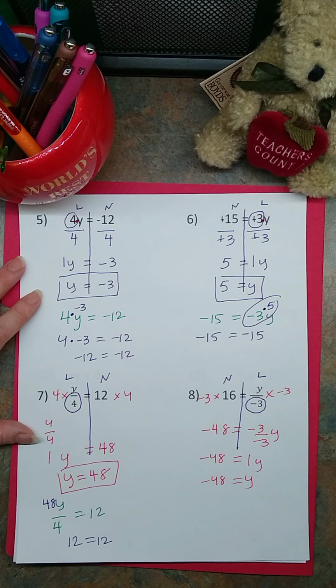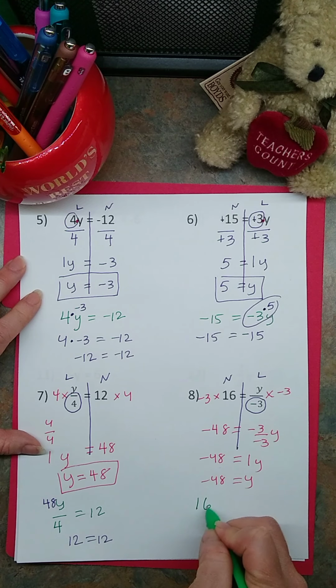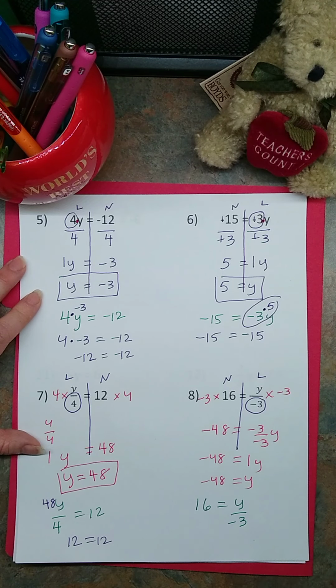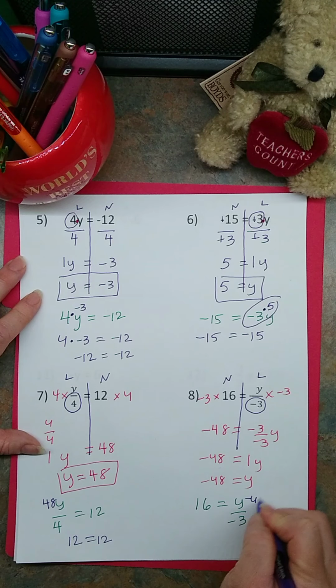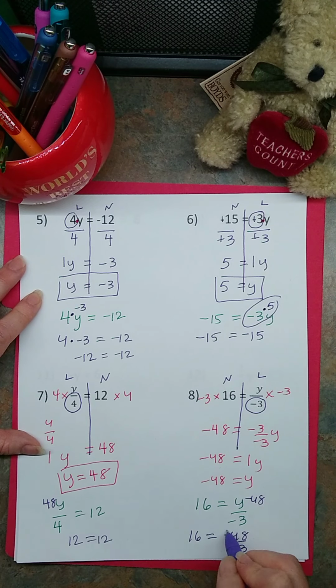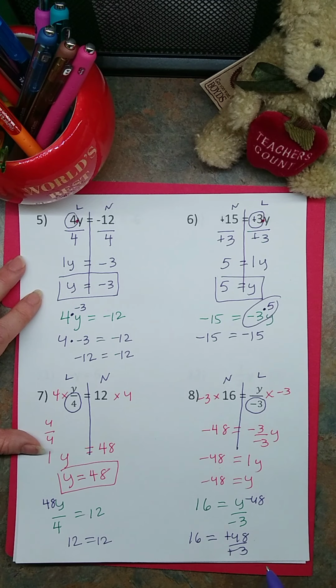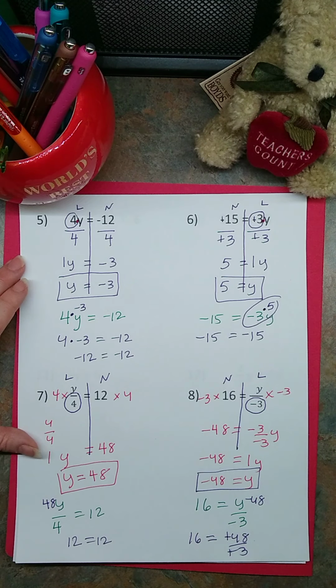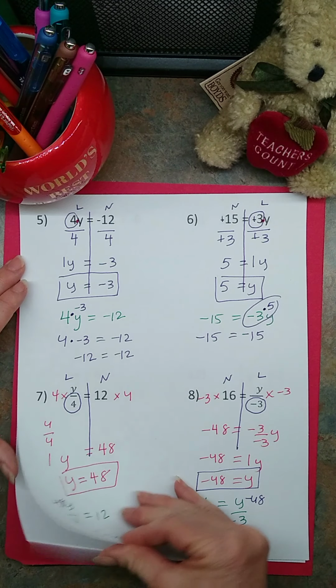Go ahead and check it. Write the original problem. In the spot marked y, put the value that you found. Is 16 equal to -48 over -3? Remember, you change that to plus a plus. And yeah, 48 divided by 3, that's 16. So you know you got it right. All right, turn the page.